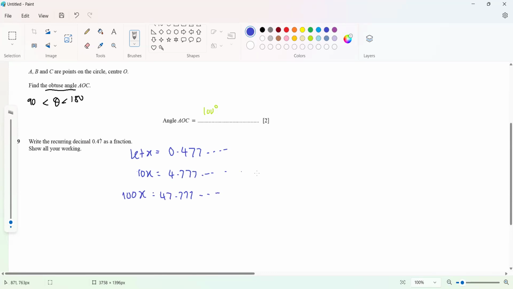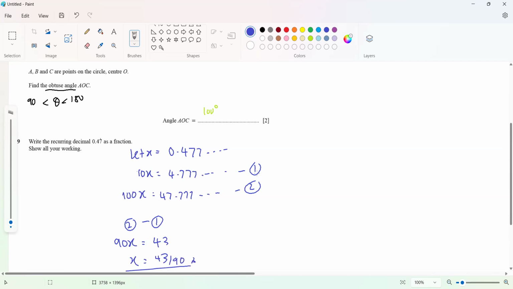So I can call this equation 1 and equation 2. I can say equation 2 minus equation 1. It'll be 90x equals 43. So x equals 43 over 90, which can't be simplified further. So that is our answer in fractions.